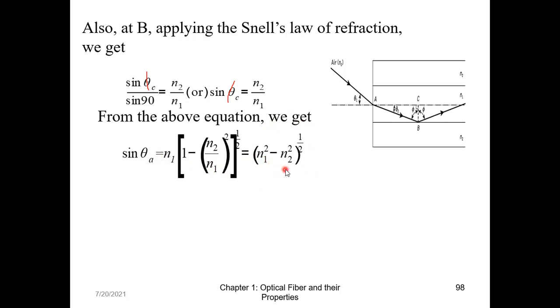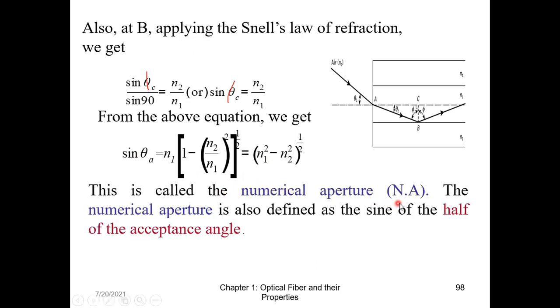You should know all these formulas, because it depends on what data is given. Suppose you are given the core and cladding refractive index and you are told to calculate the acceptance angle, then you will be using this formula. Suppose you have been given the critical angle phi c, then using the critical angle also you should be able to calculate sine theta A. Is this clear, all of you? So sine theta A is equal to square root of n1 square minus n2 square. This is called the numerical aperture, NA. So your sine theta A is nothing but your numerical aperture.